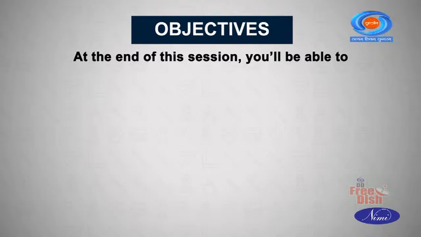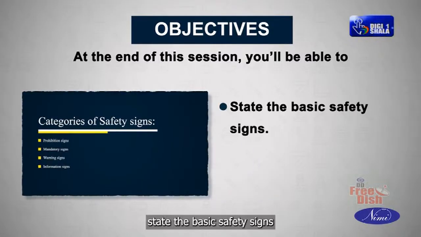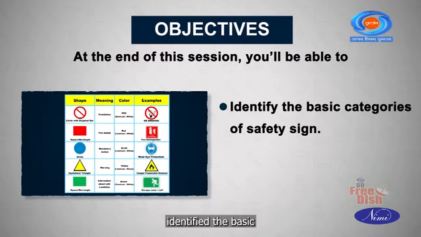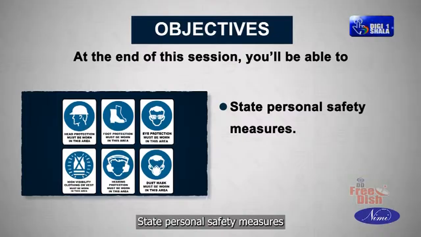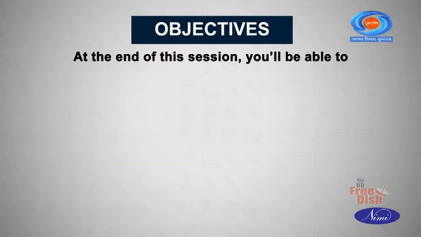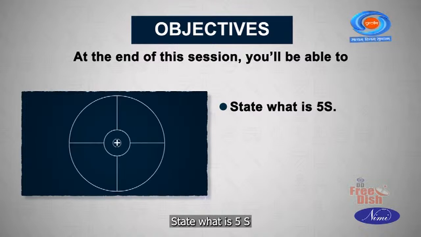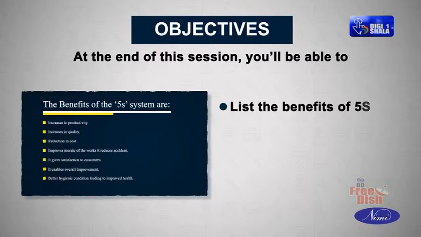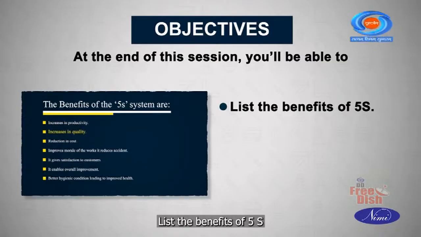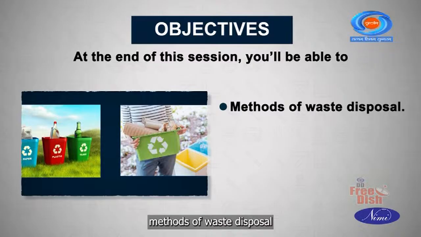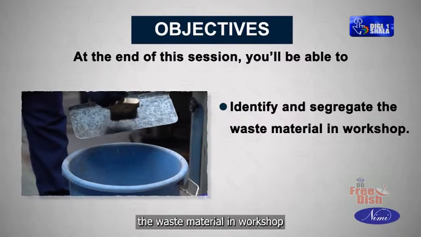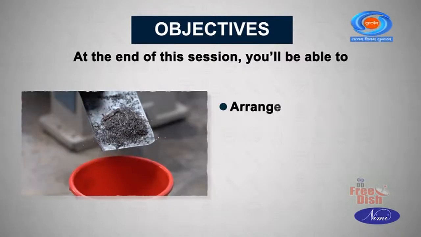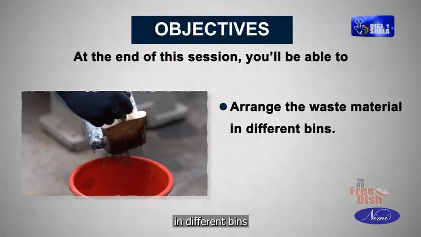At the end of the session, you will be able to state the basic safety signs, identify the basic categories of safety sign, state personal safety measures, state what is 5S, list the benefits of 5S, describe methods of waste disposal, identify and segregate the waste material in workshop, and arrange the waste material in different bins.